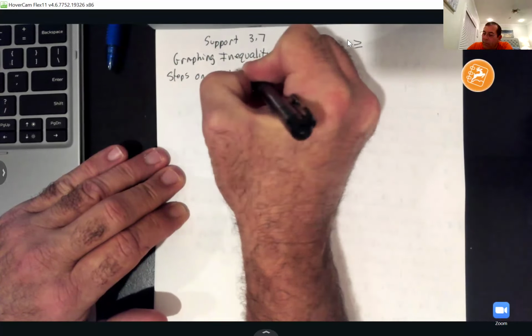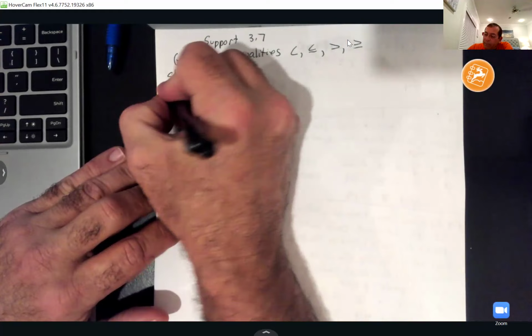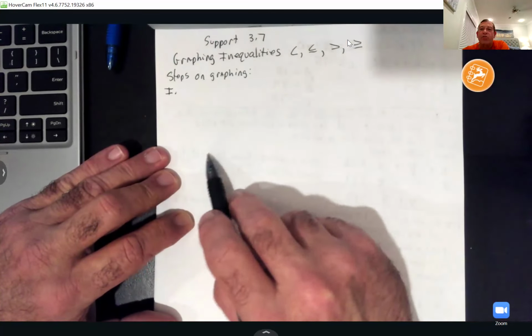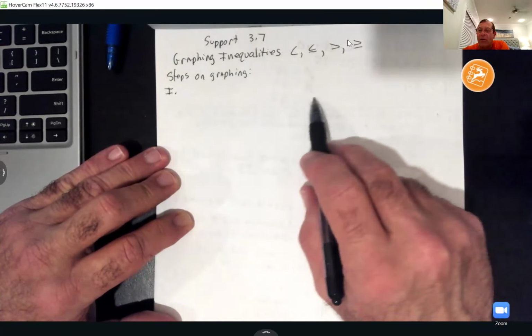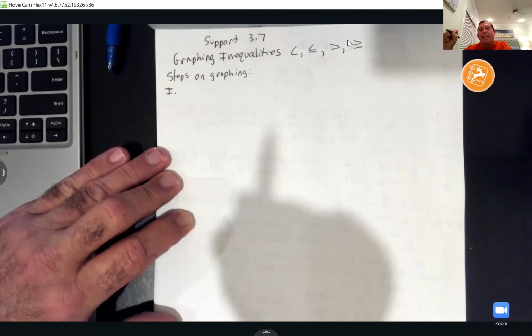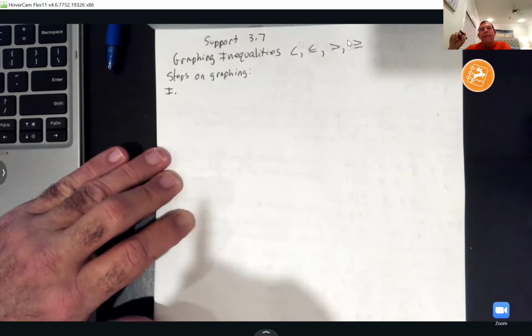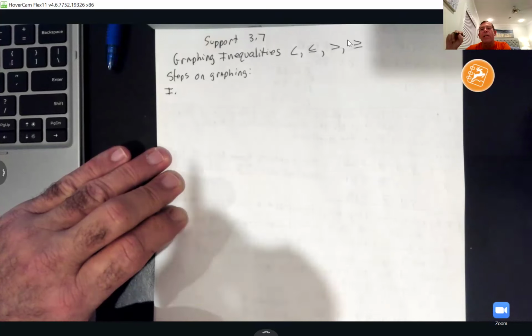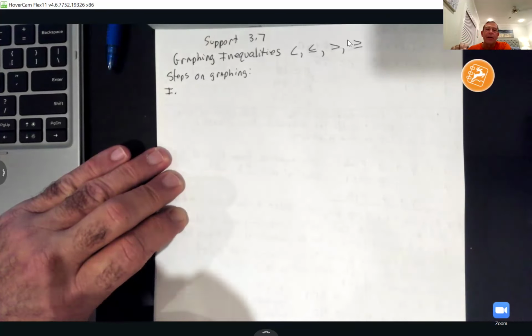So the first thing we look at is what kind of line am I going to draw? These are going to be straight line graphs, okay? Straight lines. But it depends on what kind of line I draw. Because if it's a solid line, anything on the line will make the inequality true. If it's a dashed line, then that means the points on the line do not make it true. That's why we use a dashed line, okay?